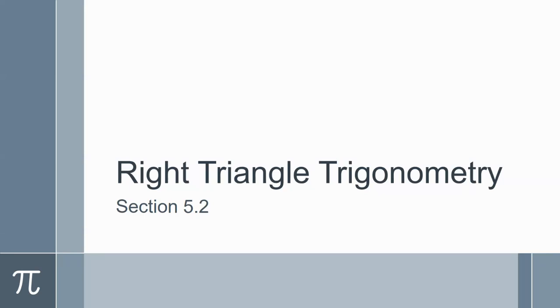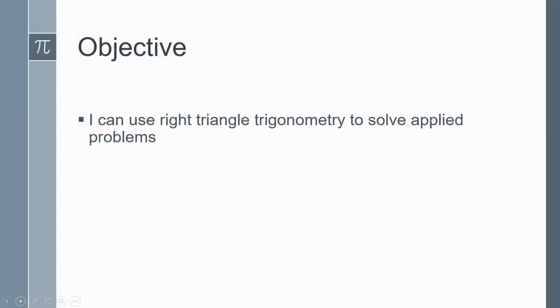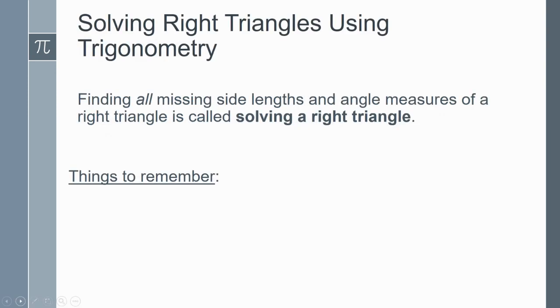Today we're going to look at section 5.2, which is all about right triangle trig. So our objective today is to use right triangle trig to solve applied problems. This section should hopefully be more of a review than anything else. This is something that you should have done in geometry last year during that short trig unit.